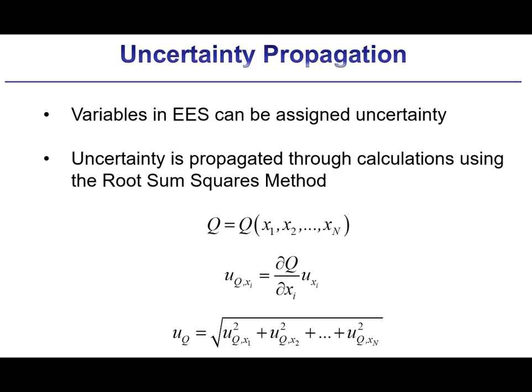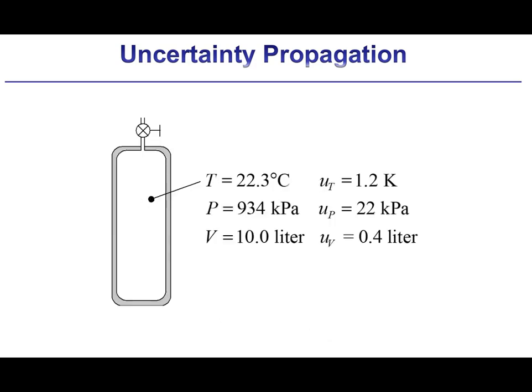Ease automates this process of uncertainty propagation using the RSS technique. So let's illustrate this process with a real simple example. The mass of argon in a tank is to be calculated by measuring the pressure, temperature, and the internal volume of the tank. So these are three measurements. Each of these measurements will have some uncertainty associated with it.